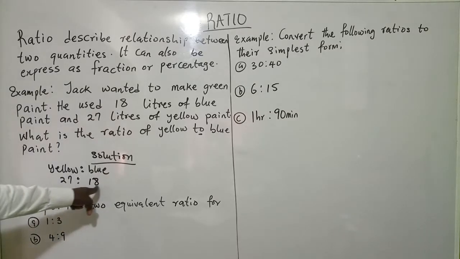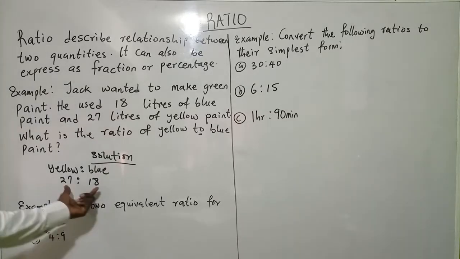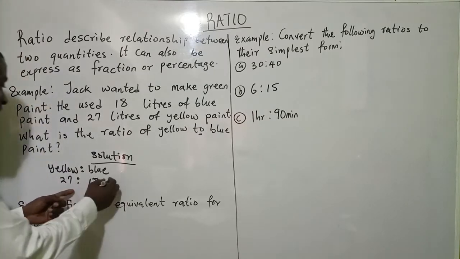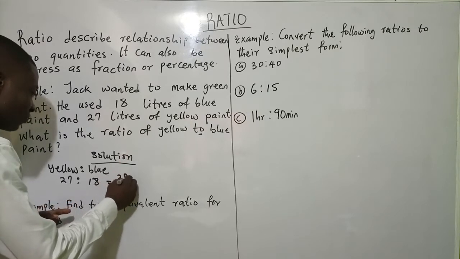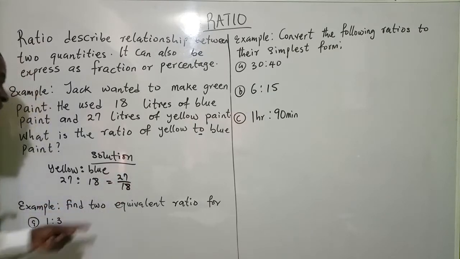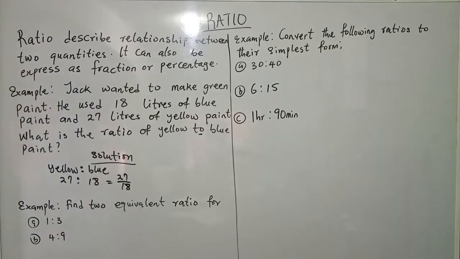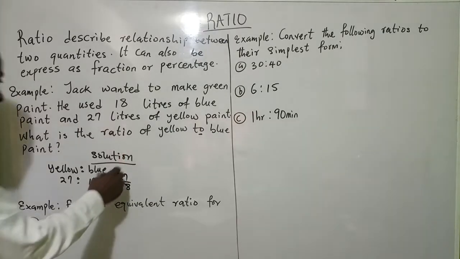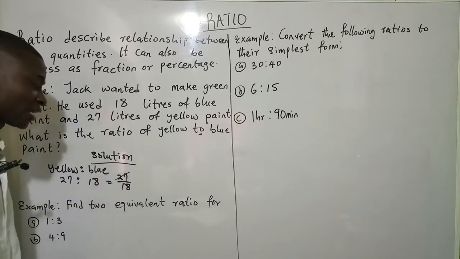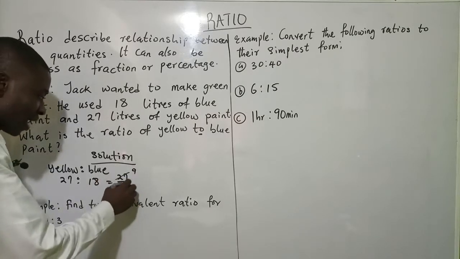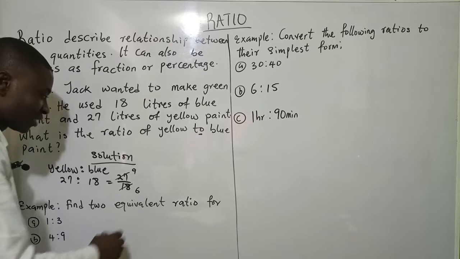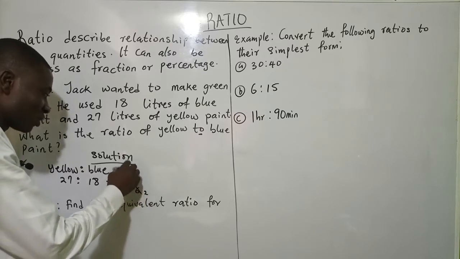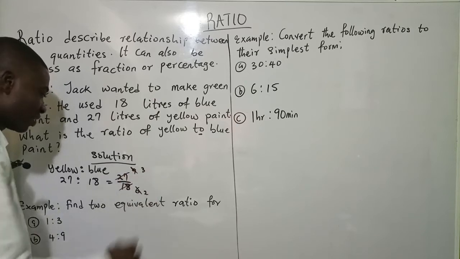Now, 27 ratio 18. We can decide to reduce this to its lowest terms. So this is the same thing as saying 27 over 18. Looking at this, 3 will divide them. 3 in 27 will give me 9. And 3 in 18 will give me 6. 3 can go again. 3 in 6 will give me 2. And 3 in 9 will give me 3.